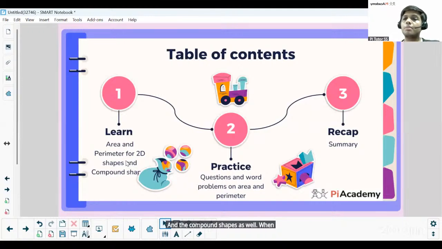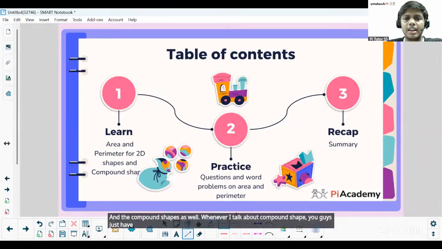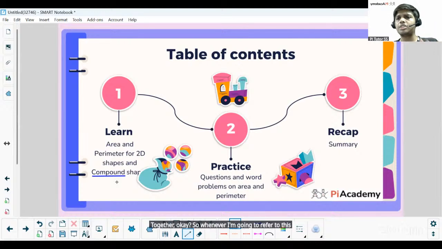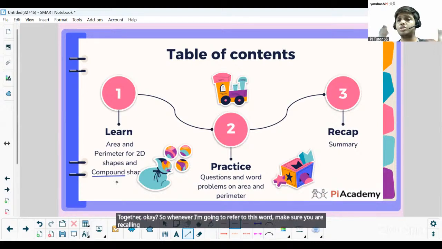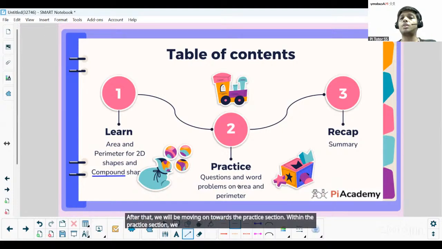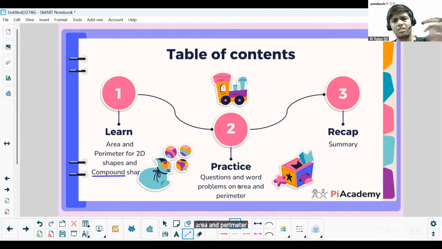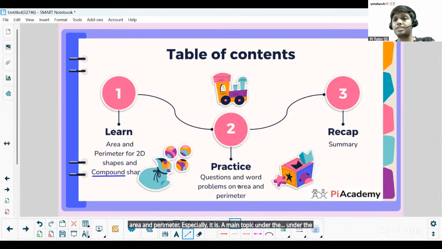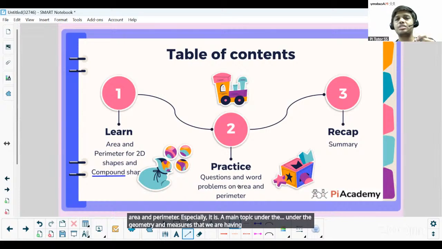Whenever I talk about compound shapes, you just have to remember that there will be two or three 2D shapes which are combined together. So whenever I refer to this word, make sure you are recalling 2D shapes joined together. After that, we will be moving on towards the practice section. Within the practice section, we will be talking about the word problems related to area and perimeter. Especially, it is a main topic under geometry and measures, and it consists of nearly 10 to 15% of the entire paper as well.